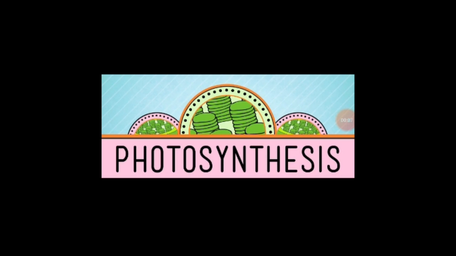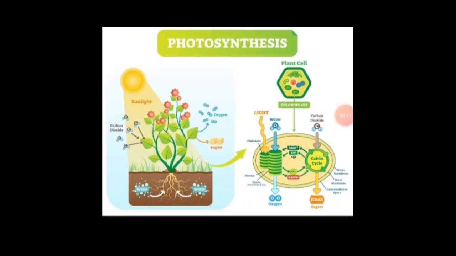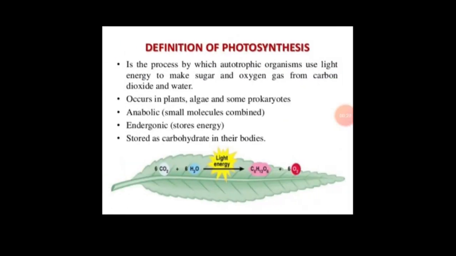Today, students, we are going to study our topic, photosynthesis. Photosynthesis is the fundamental process in which basic organic molecules and oxygen are produced for all living organisms. This process is carried out by chlorophyll present in chloroplast.